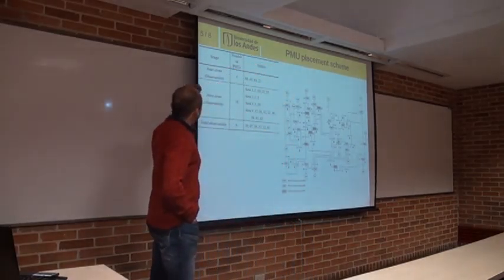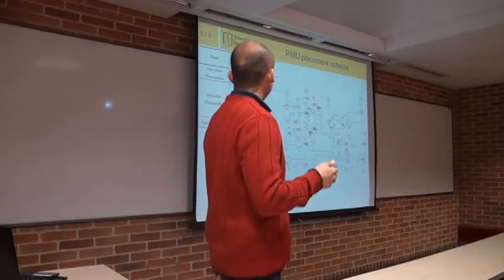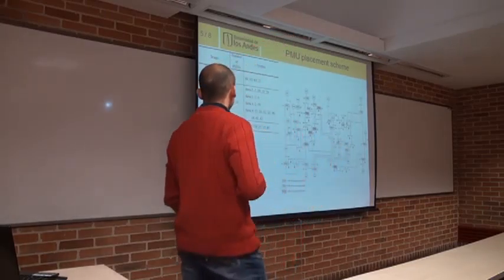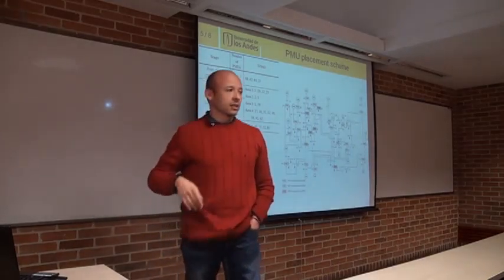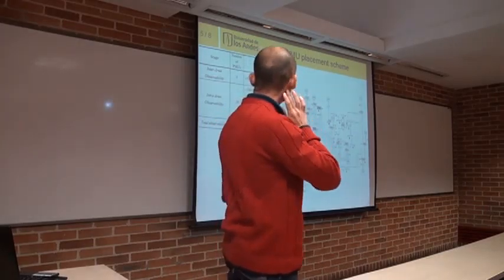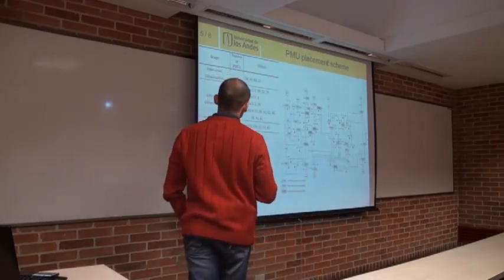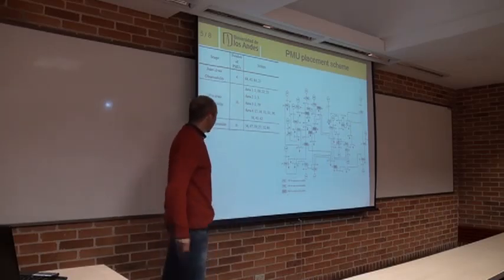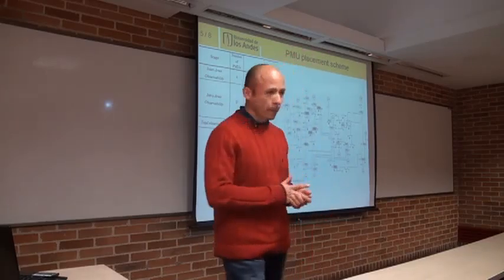For inter-area observability, we have only 4 PMUs, which is a PMU for each area or coherent area in the system. Then, for intra-area observability, we need 16 PMUs to monitor the system, and finally, only 6 PMUs are necessary to get the full observability of the system.